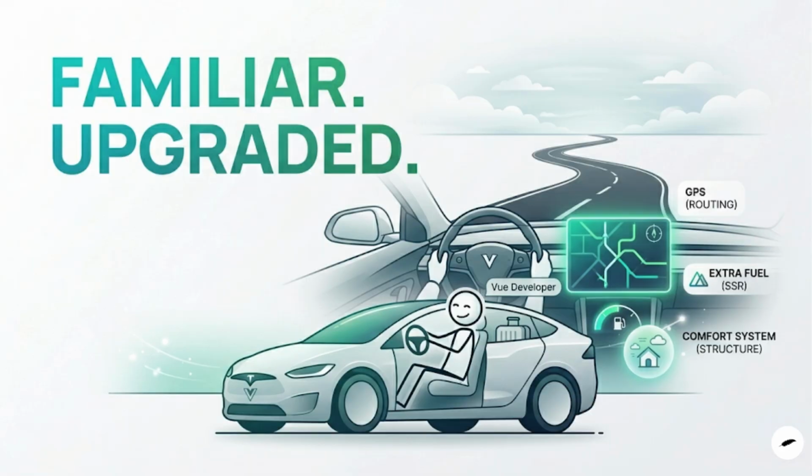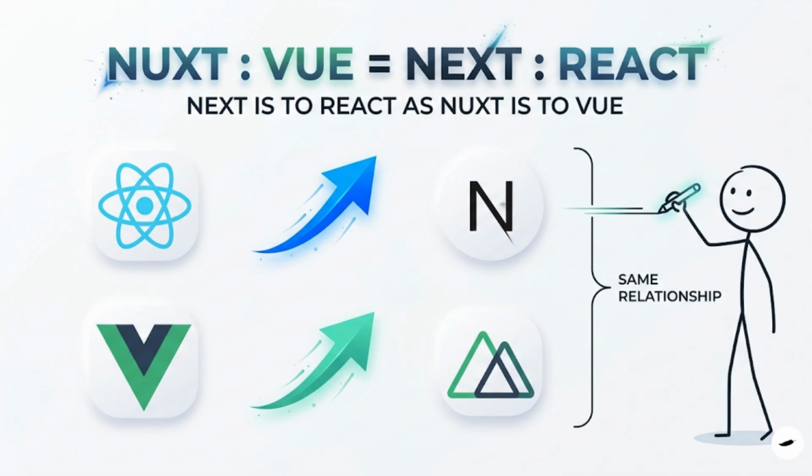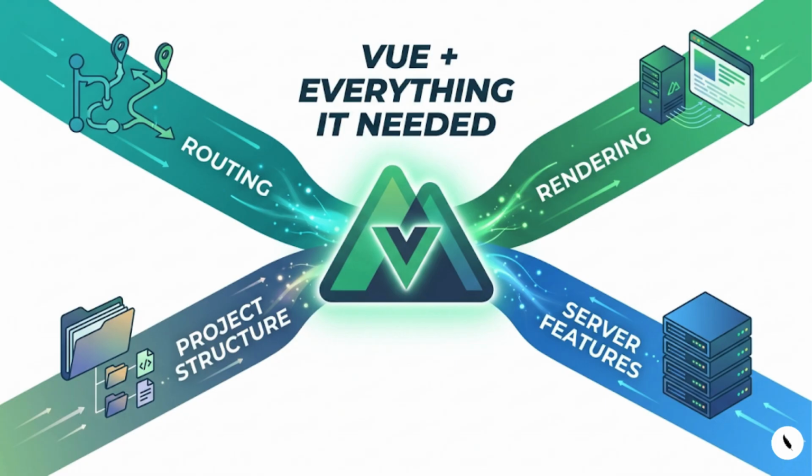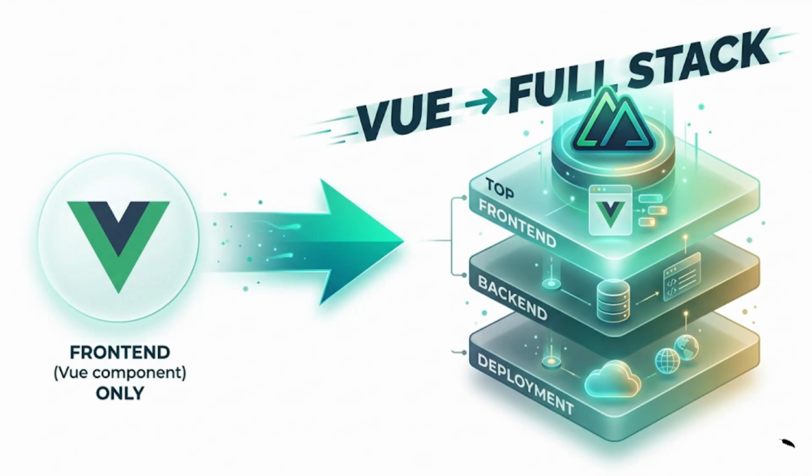Nuxt.js. Suppose you already know one driving style, then you get a car that feels familiar but includes extra systems for long-distance travel. It improves comfort without changing everything. Nuxt.js plays a role similar to Next.js but for Vue. It adds routing, rendering strategies, server features, and project structure. Developers using Vue often choose Nuxt when apps grow larger. What makes it important is that it turns Vue into a stronger full-stack experience.